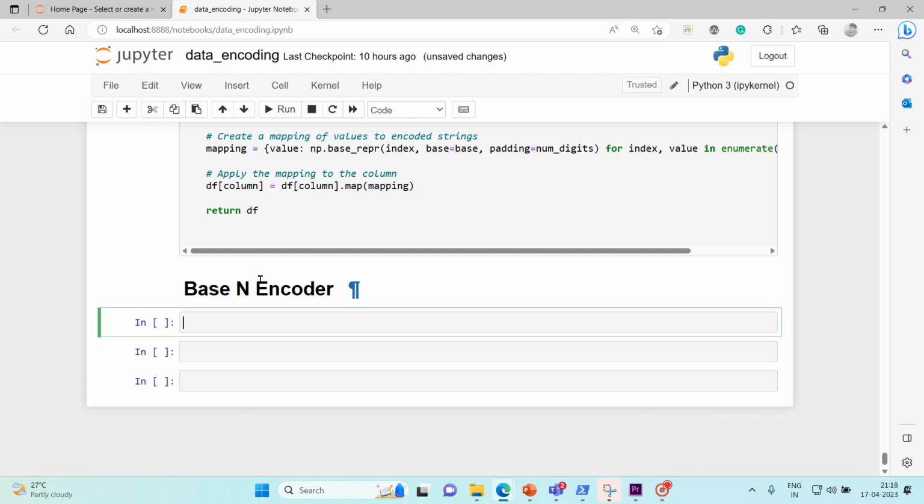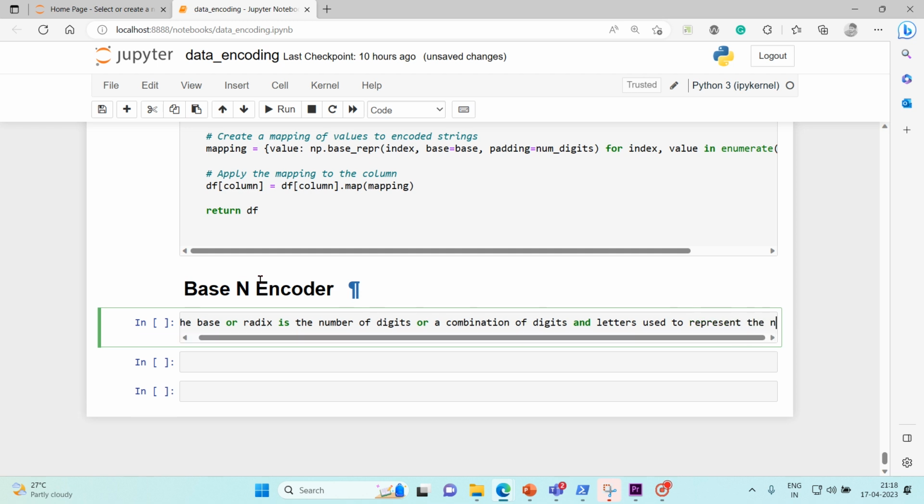So in numeral system, the base or radix is the number of digits or a combination of digits and letters used to represent the numbers.